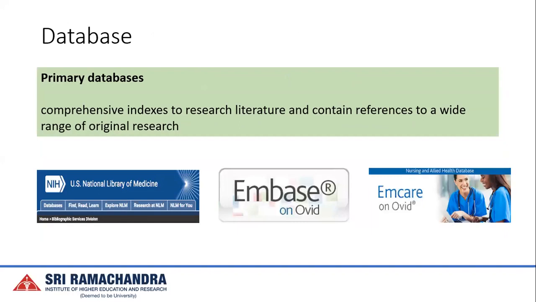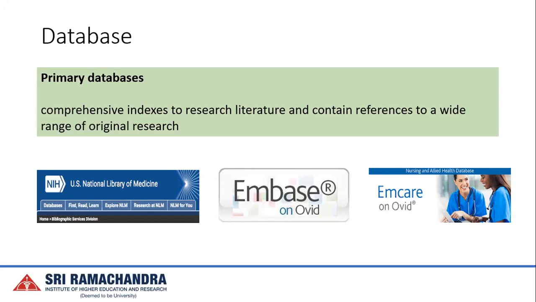There are databases, again further divided into primary databases and secondary databases. These are all the common primary databases where we will be able to search physiotherapy-related publications and articles: Medline, Embase, CINAHL, and then you have PEDro, and SPORTDiscus, which is for sports. There are various databases, but these are the ones that get the primary articles published and indexed.